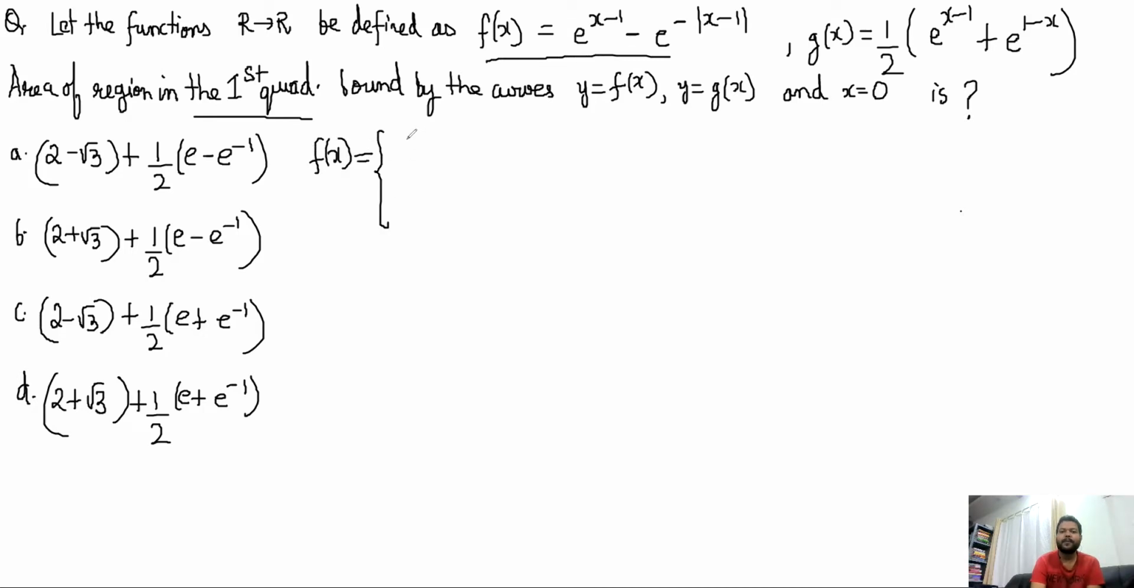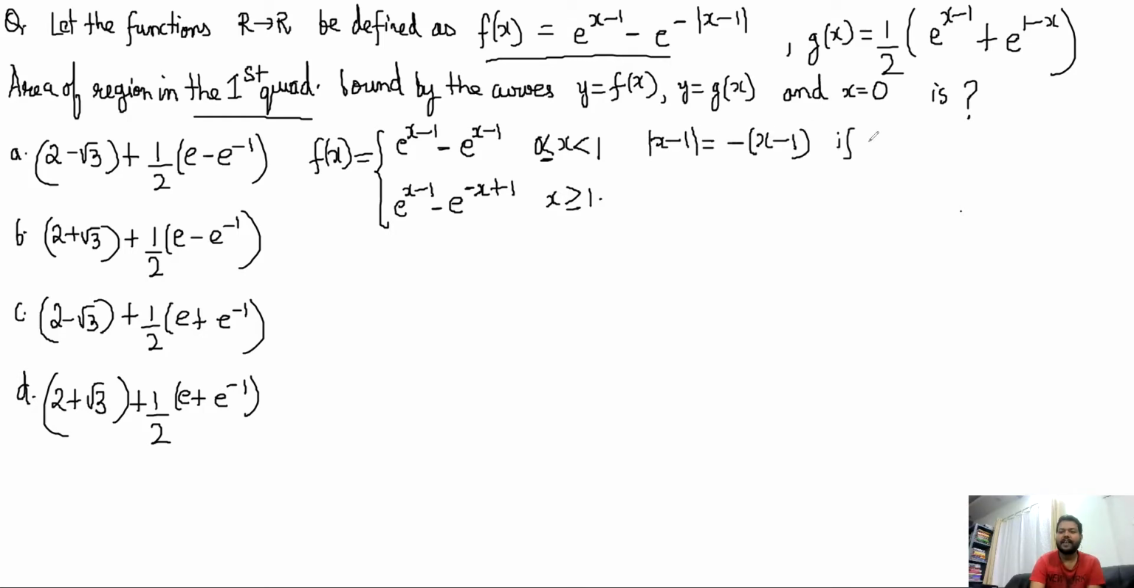f(x) is equal to e^(x-1) - e^(x-1) if x is between 0 and 1, and it is e^(x-1) - e^(-x+1) if x is greater than or equal to 1. Here I am removing the mod. This is equal to minus of (x-1) if x is less than 1. So in that case, since it is a minus of mod, it becomes simply x-1.